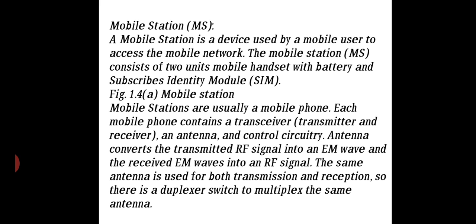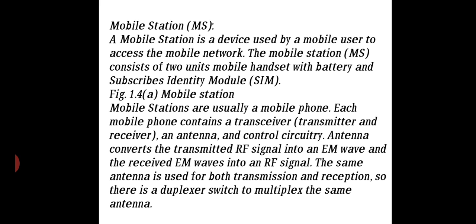So these are the basic components of a cellular communication system. The cellular communication system consists of many complicated units for its reliable operation, but the very basic components are the mobile station and base station. A mobile station is a device used by a mobile user to access the mobile network.